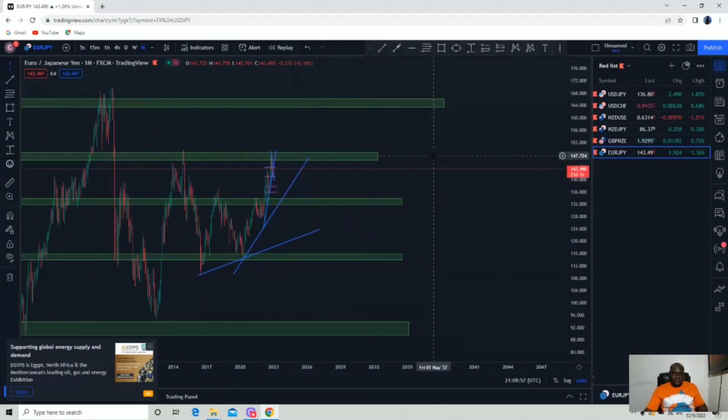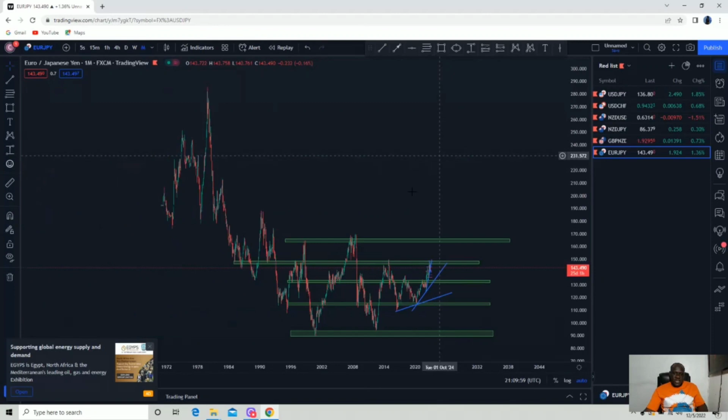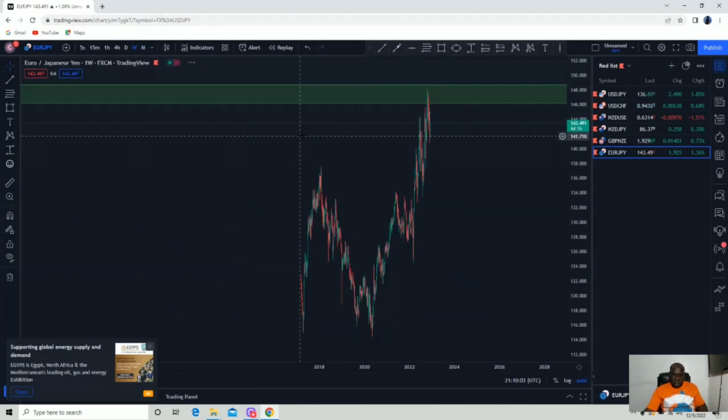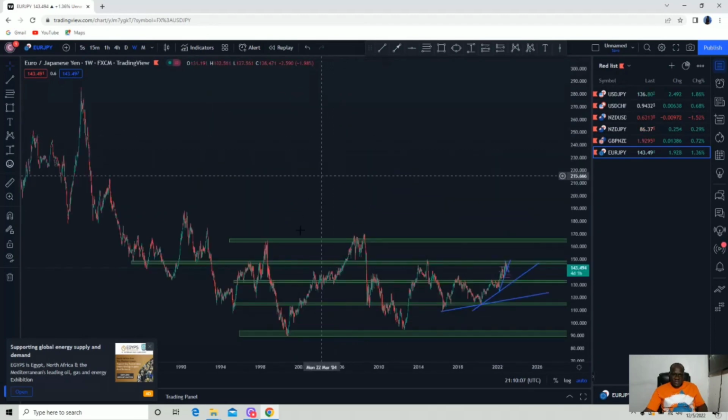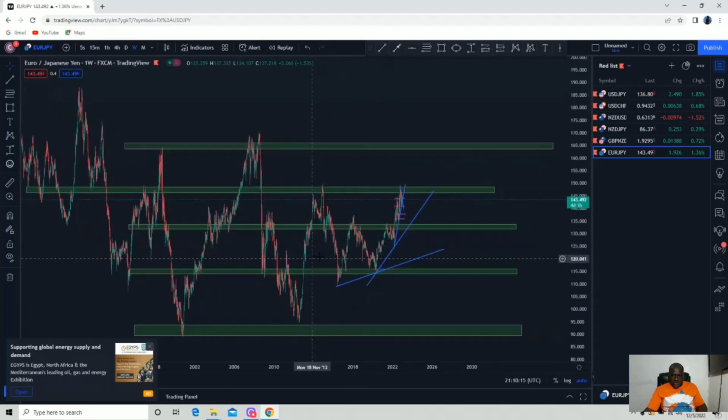So here it is from the monthly time frame. Then on the weekly time frame, I did just the same, picking support and resistance structures. See it, all the touches, I just look at them and I drew my structure.